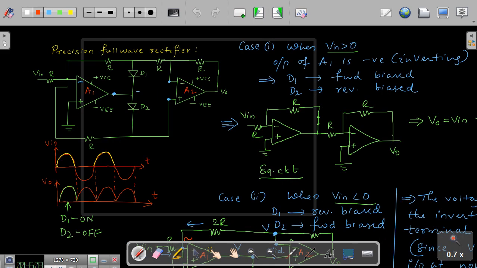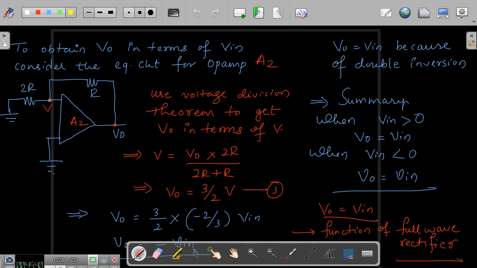So here your output, this is when D1 on and D2 off, this is when D1 off and D2 on. So this repeats and you are going to get the output as per the requirement of a full wave rectifier.